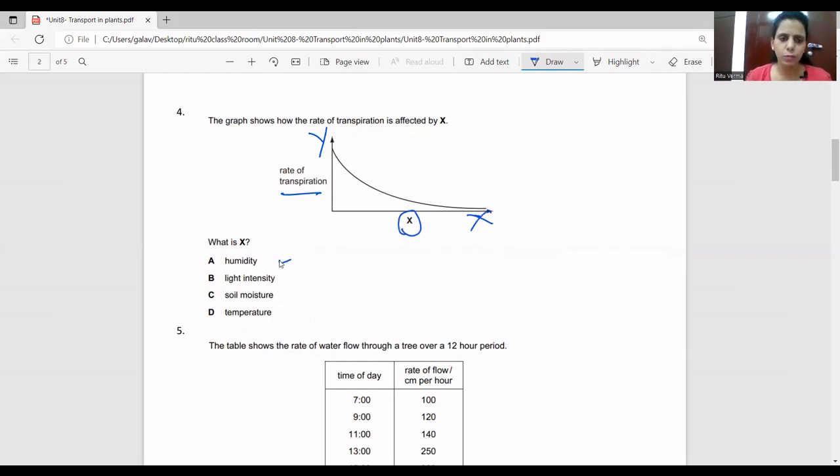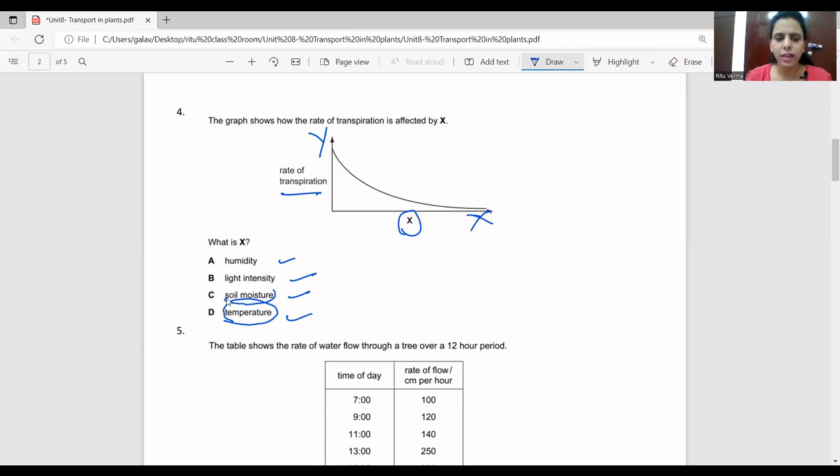Options which they have given are humidity, light intensity, soil moisture and temperature. When temperature increases, the rate of transpiration also increases. This is because the kinetic energy of water molecules, the molecules of water vapor, also increases. Hence they move faster and diffuse faster. So an increase in temperature increases the rate of transpiration.